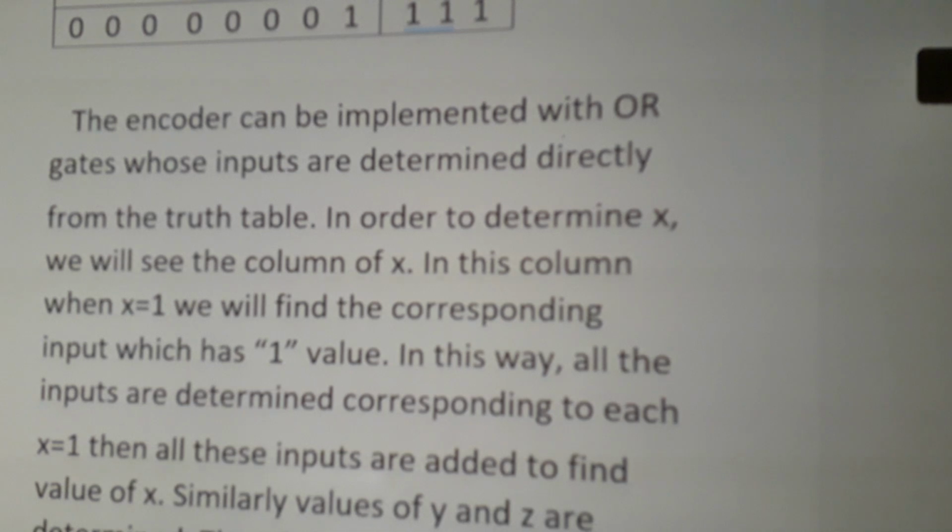Similarly, if we want to find Y, then we can see the column of Y, where the column of Y is equal to 1, the corresponding input is noted, and all these inputs are noted for each Y equal to 1, and then we can add all these inputs to get Y. Similarly, we can find out the Z. So we have three variables X, Y, Z.